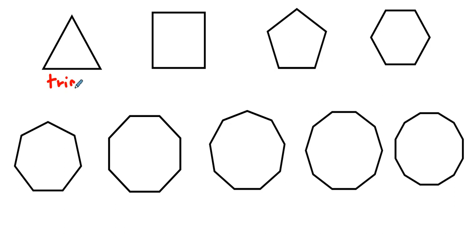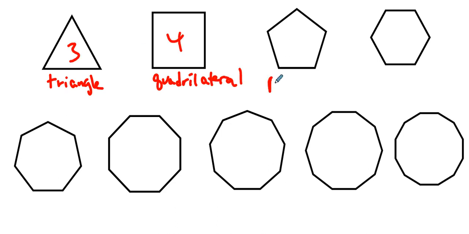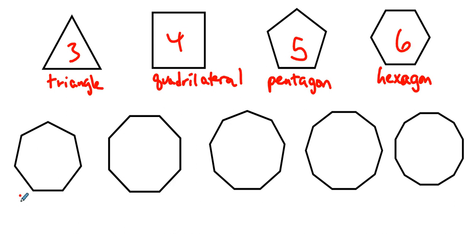This is a triangle. It's got 3 sides. This is a quadrilateral. It's got 4 sides. This is a pentagon. It's got 5 sides. This is a hexagon. It's got 6 sides. This is a heptagon, or some people call it a septagon. It's got 7 sides. This thing is an octagon.